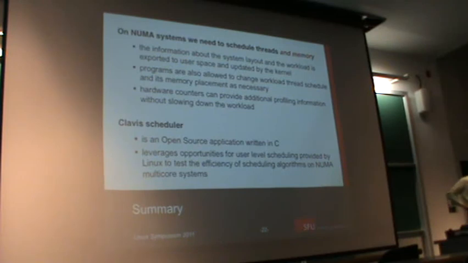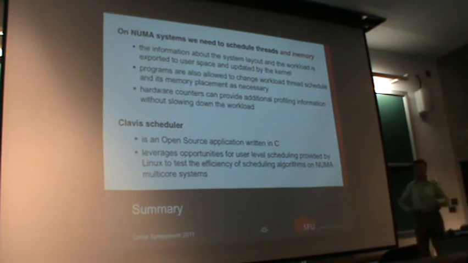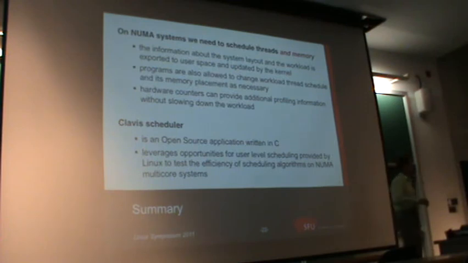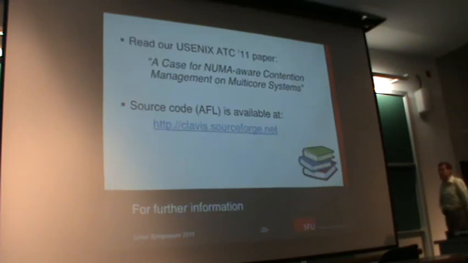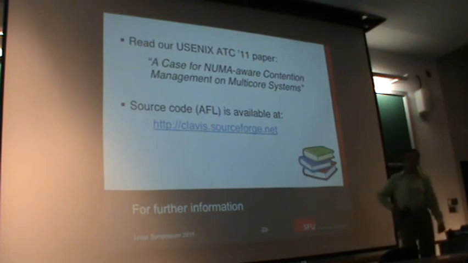Clavis is an open source application written in C that leverages opportunities for user level scheduling provided in Linux to test different scheduling algorithms on user level. So you can use it. Clavis means key in Latin. I decided to name it that way because it helped me to unlock the disadvantages and advantages of the scheduling algorithms that I used in my research.